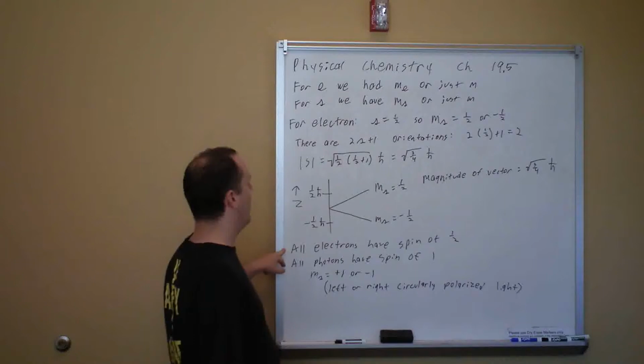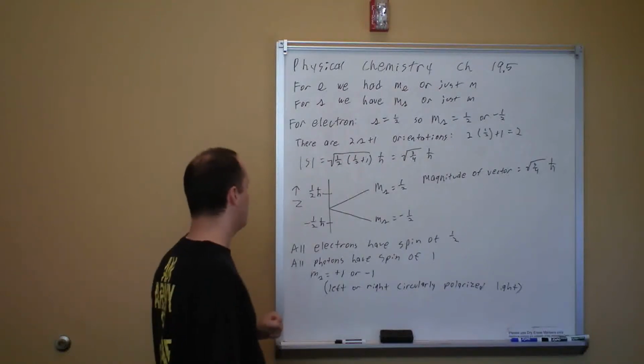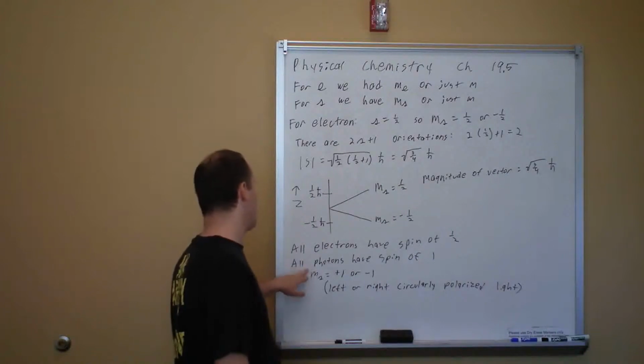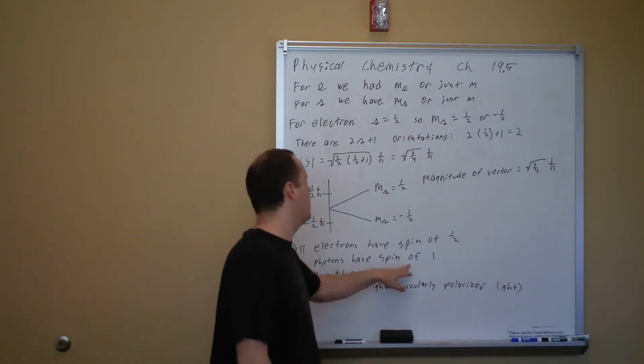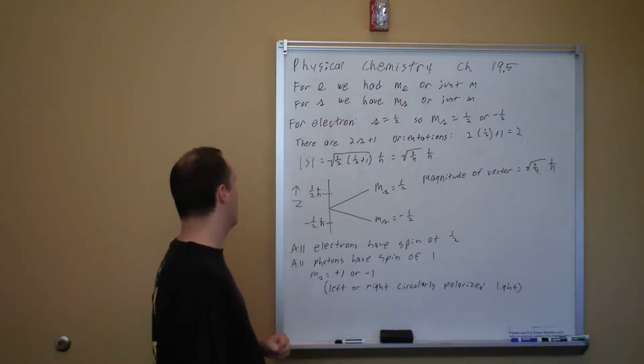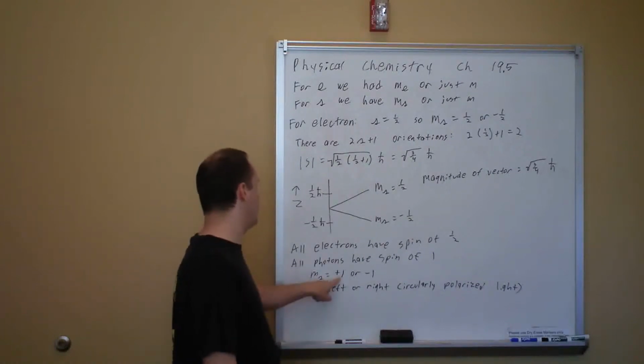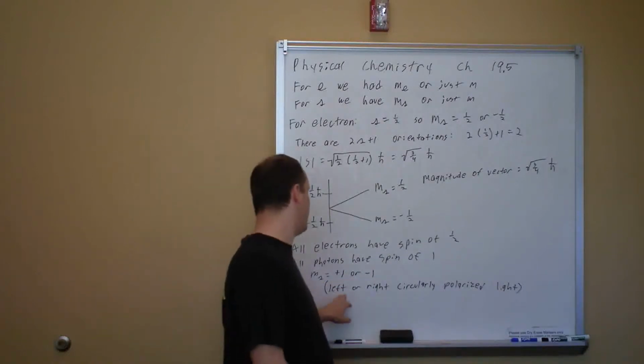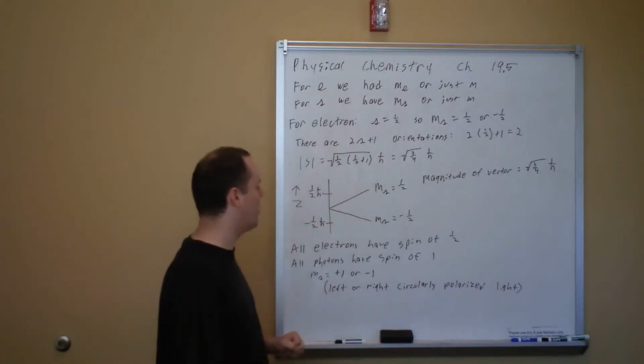All electrons have a spin of 1/2. This is your intrinsic spin, remember, not the orbital angular momentum. Photons, on the other hand, have a spin of 1, and that works out to ms equal to positive 1 or negative 1, which means either left or right circularly polarized light.